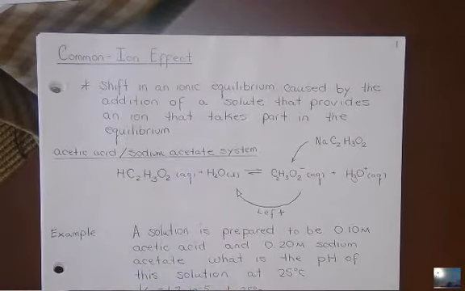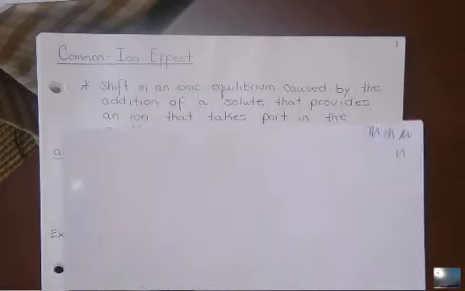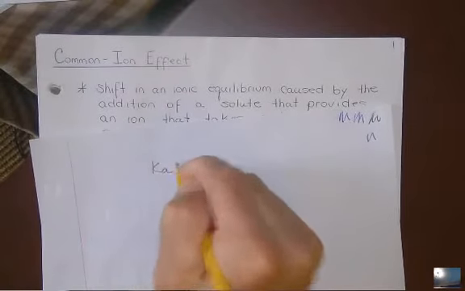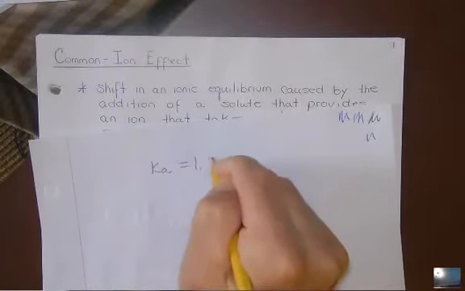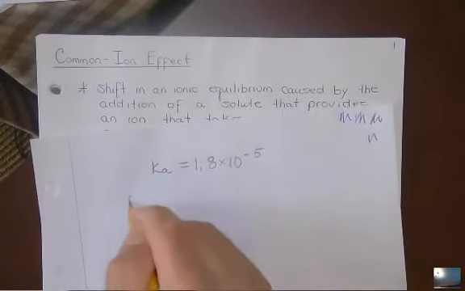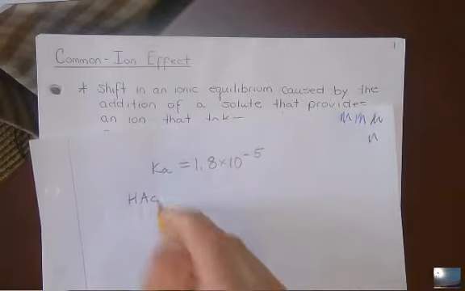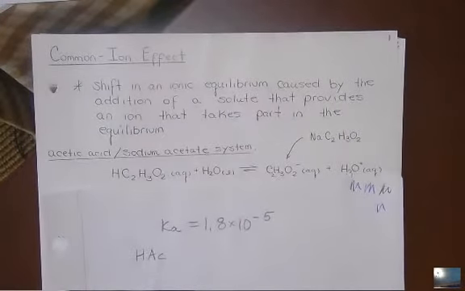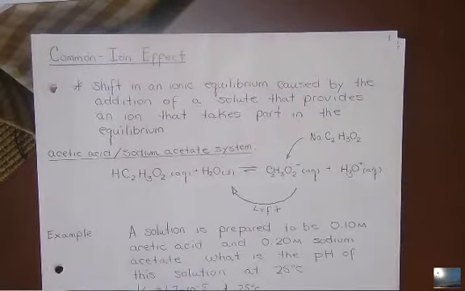Okay, so we've been working with acetic acid. We know its Ka is 1.8 times 10 to the minus 5. And we can abbreviate acetic acid as HA or HAc, which is what most people usually do, so you don't have to write out the whole molecular formula every time.